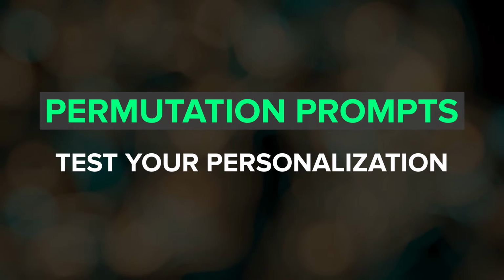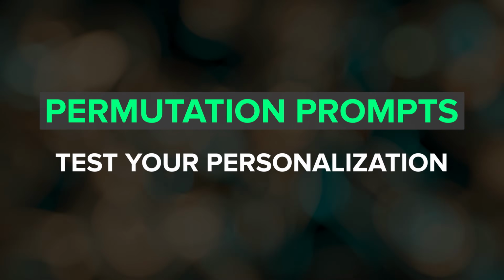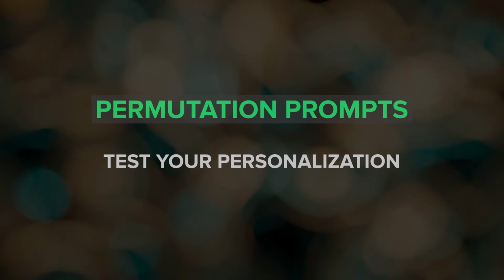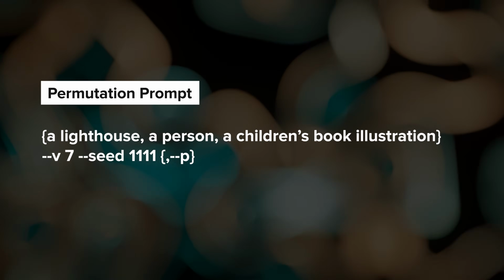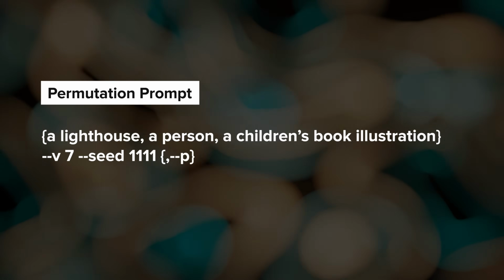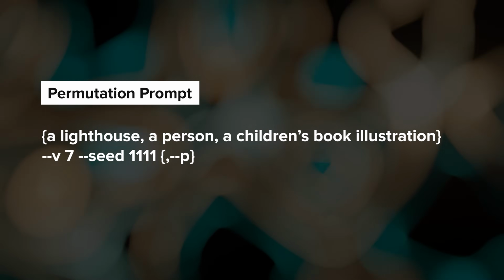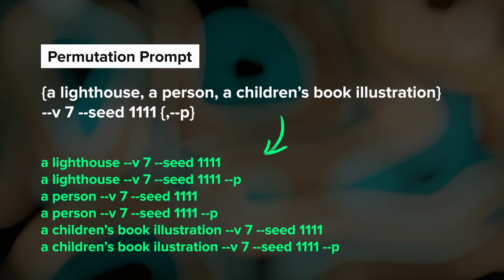So if you're trying to create images representing different cultural backgrounds, try running the prompt in a representative language. Next, get to know how your personalization affects your results by running a permutation prompt. Permutation prompts use curly brackets and comma-separated text to tell Midjourney to run multiple prompts at once. So I can run this single prompt and 6 jobs will be submitted.